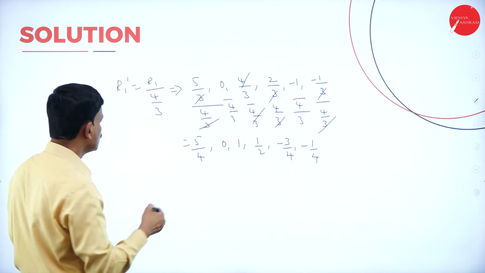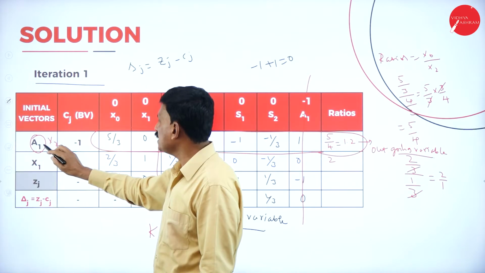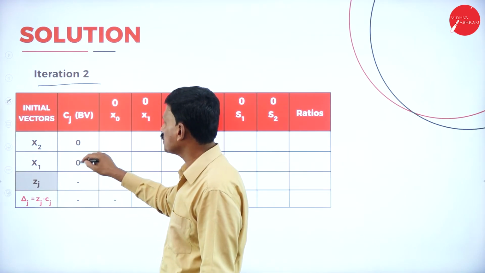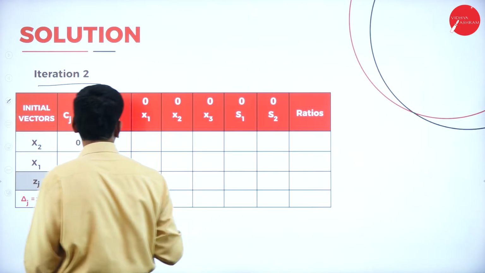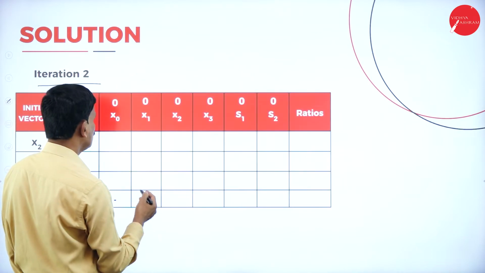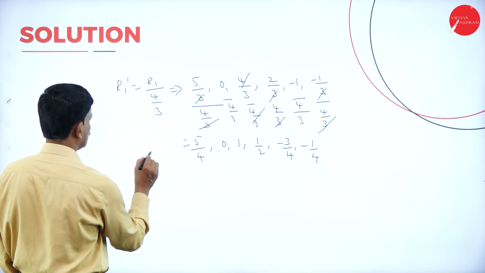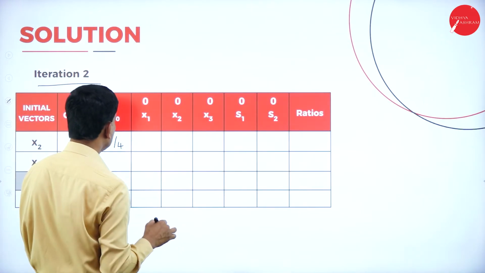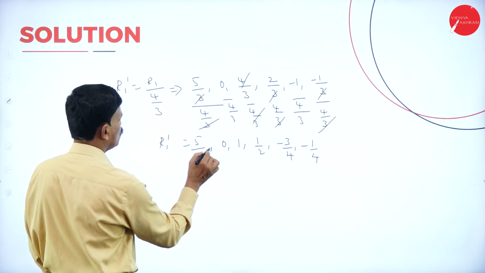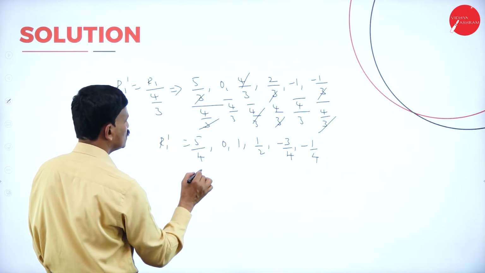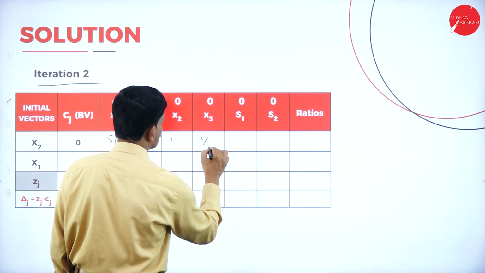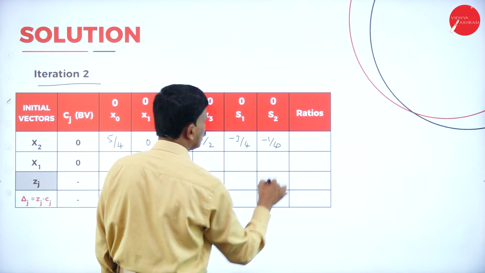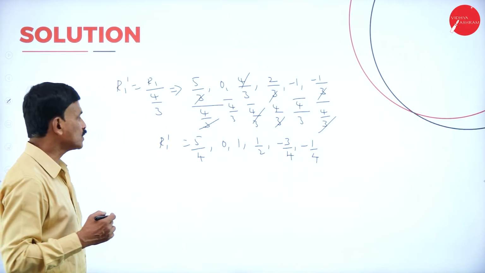I will substitute this in the table 2. In the iteration 2, A1 is replaced by x2, and the coefficients of x1, x2 are 0 and 0. Now R1 dash is equal to, these are the elements: 5 by 4, 0, 1, 0, 1, then 1 by 2, then minus 3 by 4, then minus 1 by 4. These are the values.